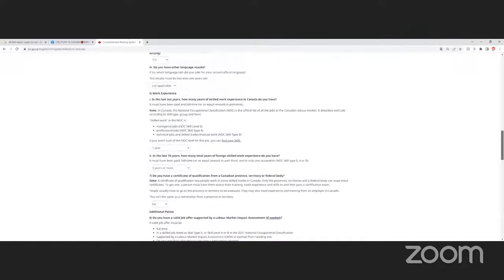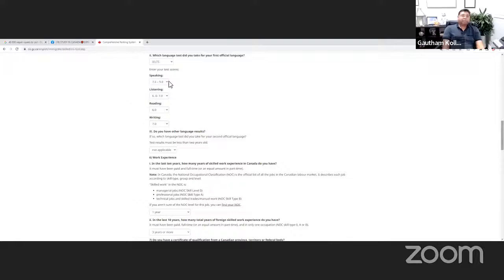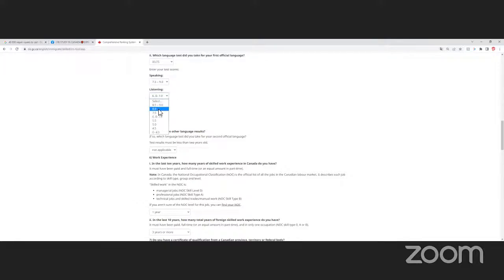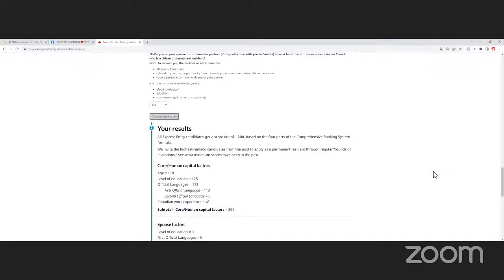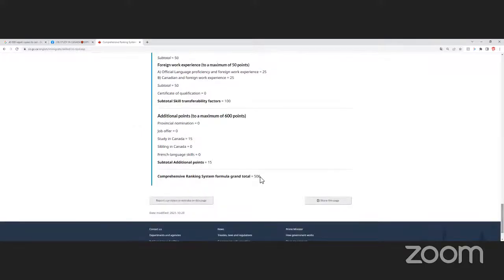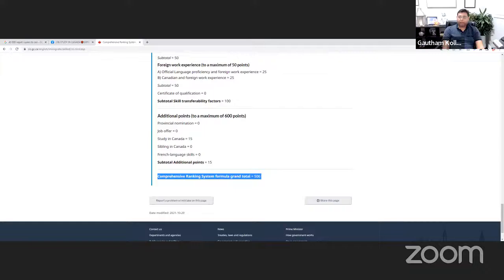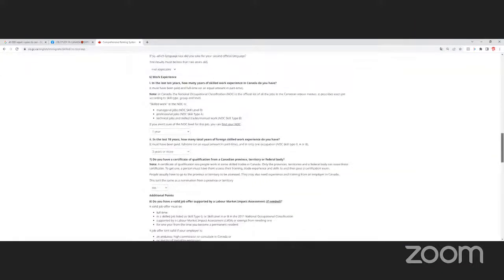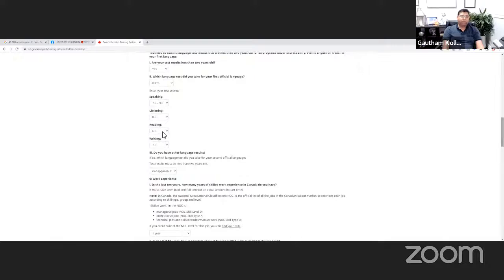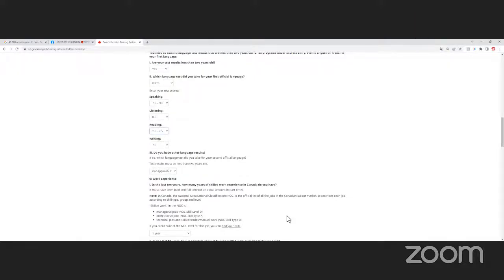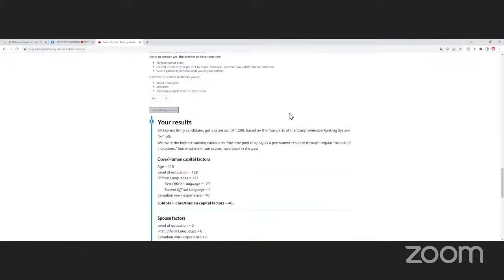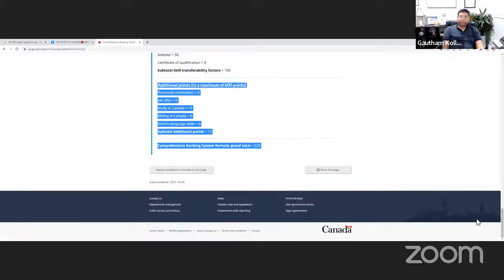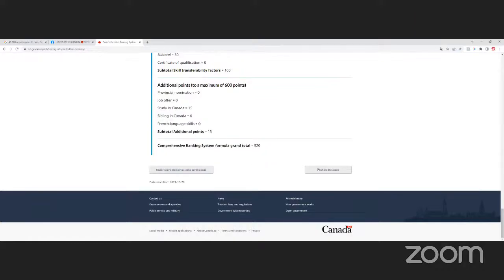So what can you do to improve your IELTS, right? The question here, you can change to 8 in listening. Okay. If you get 8 in listening, you can see the difference. Okay, 506. And if you change your reading to 7, right? Reading to 7, if you change it, you can see the difference here. 520. So English is the key.